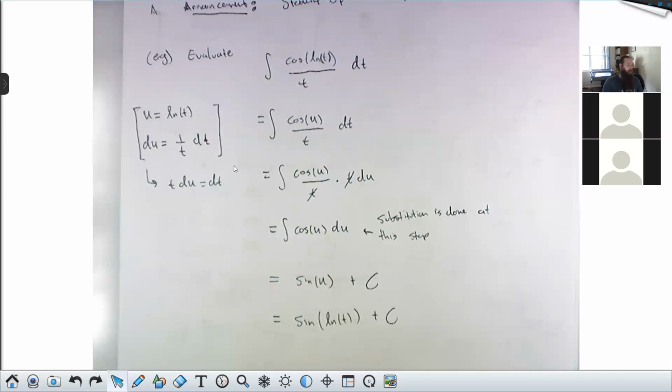Okay. I'd like to ask you now, what do you think we can do if I take this same integral and I get rid of the t downstairs?